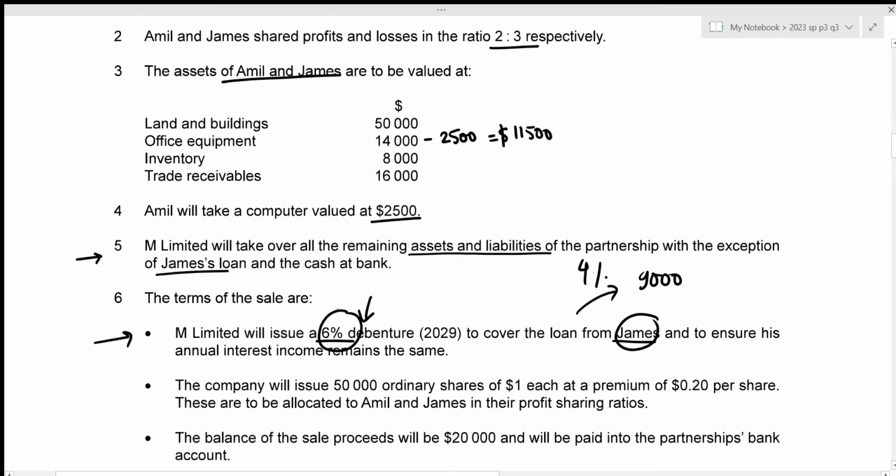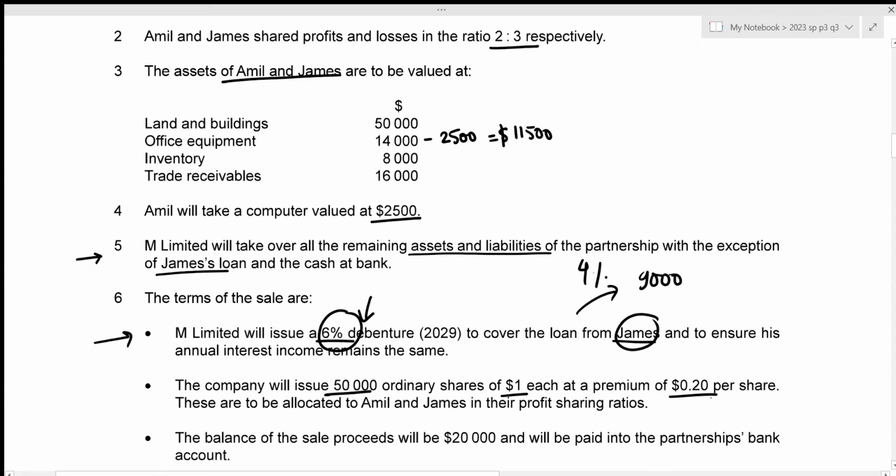Then let's figure out other items to be included in the journal as well. M Limited is issuing a 6% debenture, right? Which means that this amount that we just figured out as 6,000 should be included on the credit side, since this is an increment in our capital and liabilities section, right? Then the company will issue 50,000 ordinary shares of $1 each at a premium of 0.20 per share. Again, this is an increment in capital, which should be recorded on the credit side in our journal entry.